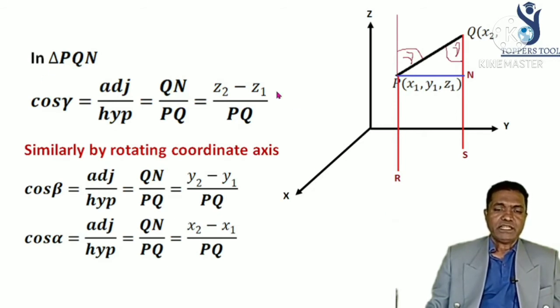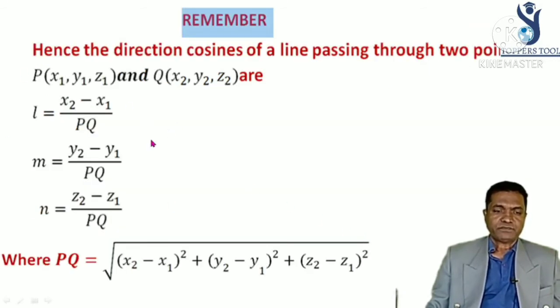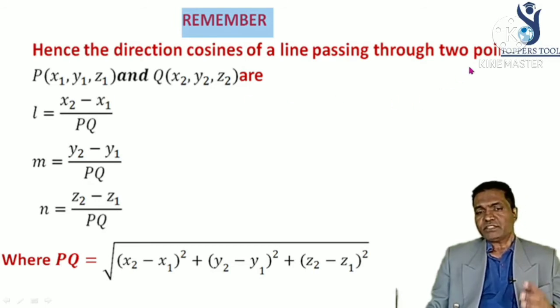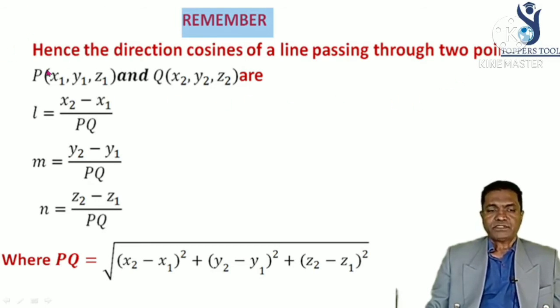So these are the direction cosines. Hence the direction cosines of a line passing through the points x1, y1, z1 and x2, y2, z2 are given by this, where PQ is the distance between P and Q. Very easily you can find it using the distance formula, that is this. So better you take a screenshot of this and let's move on. Remember, this is a very important relation to find the direction cosines of a line joining two points.